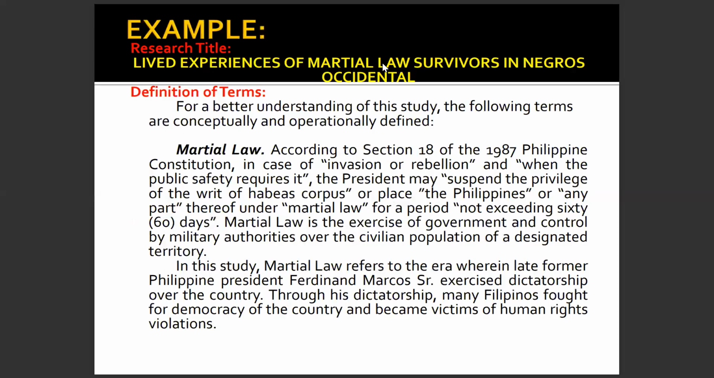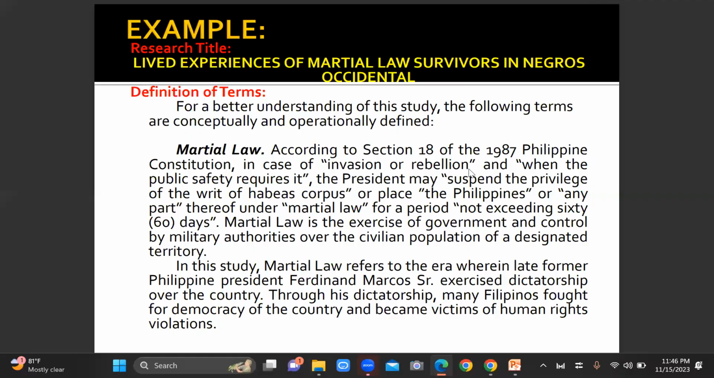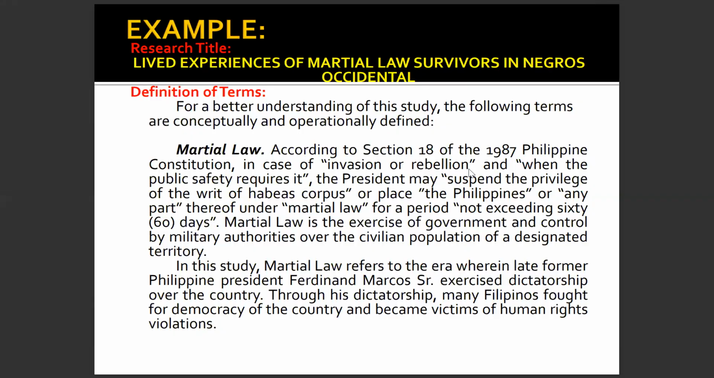Say, for example, the research title, Lived Experiences of Martial Law Survivors in Negros Occidental. So the concept here is about martial law, and it will be defined here both conceptually and operationally. For example, according to Section 18 of the 1987 Constitution, in case of invasion or rebellion, and when the public safety requires it, the President may suspend the privilege of the writ of habeas corpus or place the Philippines or any part thereof under martial law for a period not exceeding 60 days.